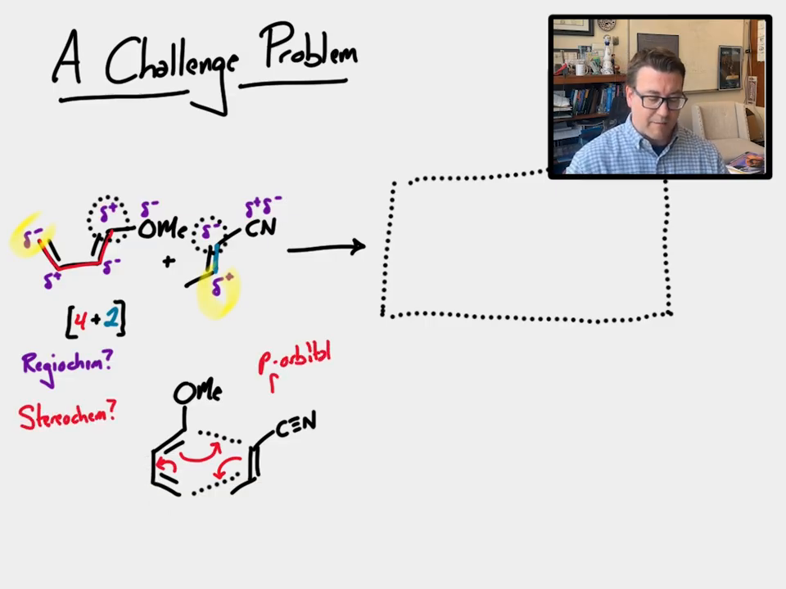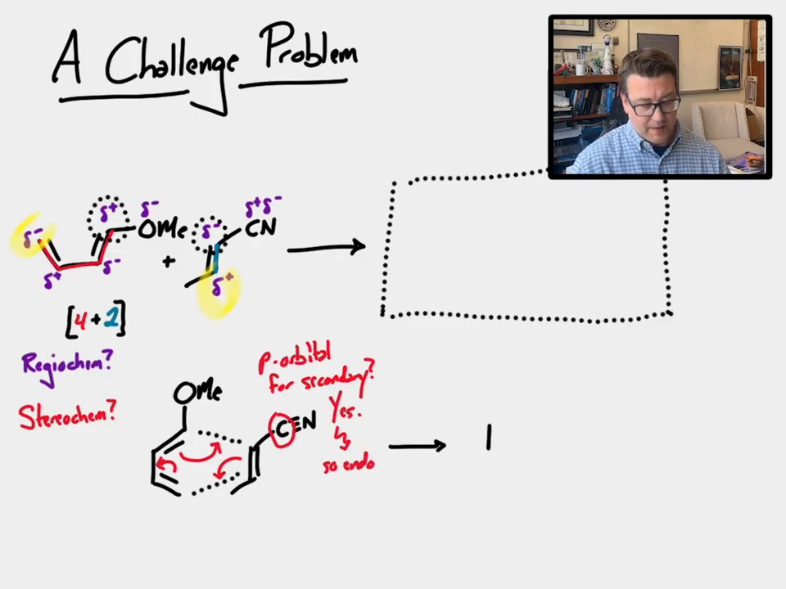Now let's look at the stereochemical outcome. First off, we have to see: is there a p orbital for a secondary orbital interaction? And indeed, in a nitrile or a cyanide, there is a p orbital on that carbon, so secondary orbital interactions are in play. And so that means the product is going to be endo.